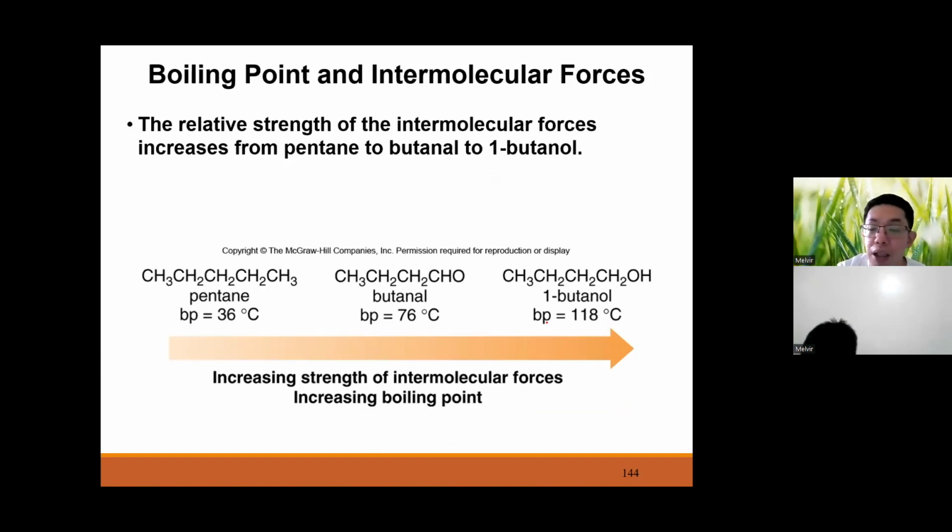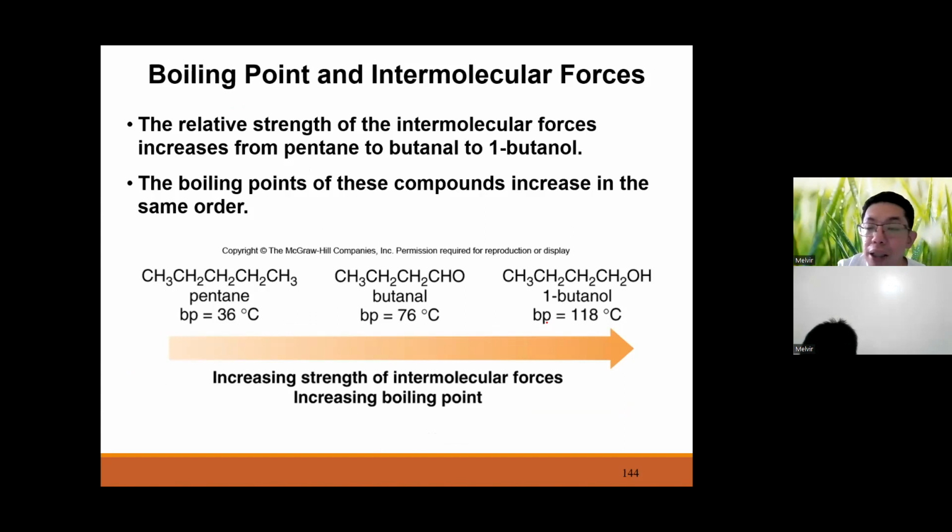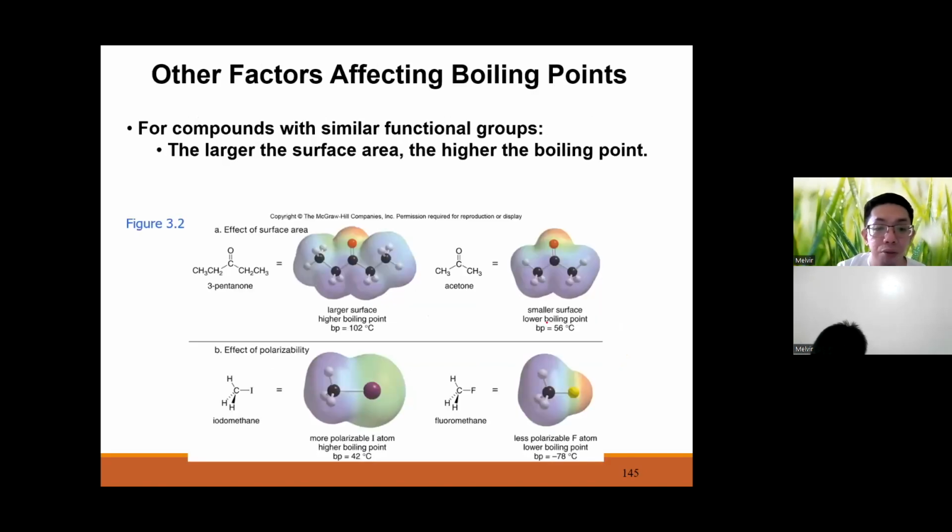So, pentane, butanone, and butanol. Pentane is just VDW, butanone is dipole-dipole interaction, while butanol can perform hydrogen bonding. Thus, butanol will have the highest boiling point among the three compounds.